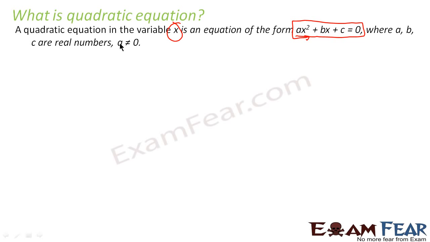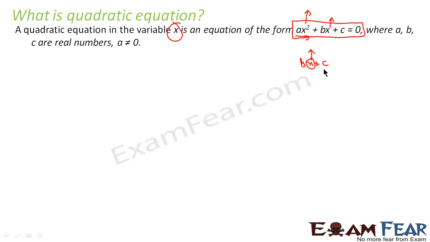Let me repeat once again. Quadratic equation in the variable x is nothing but equation of the form ax square plus bx plus c is equal to 0, where a, b, c are real number and a should not be equal to 0. Because if a is equal to 0, this component is gone, right? Then the equation will be of form bx plus c, and in this the highest power is 1. So it is no longer quadratic equation. This is a linear equation.